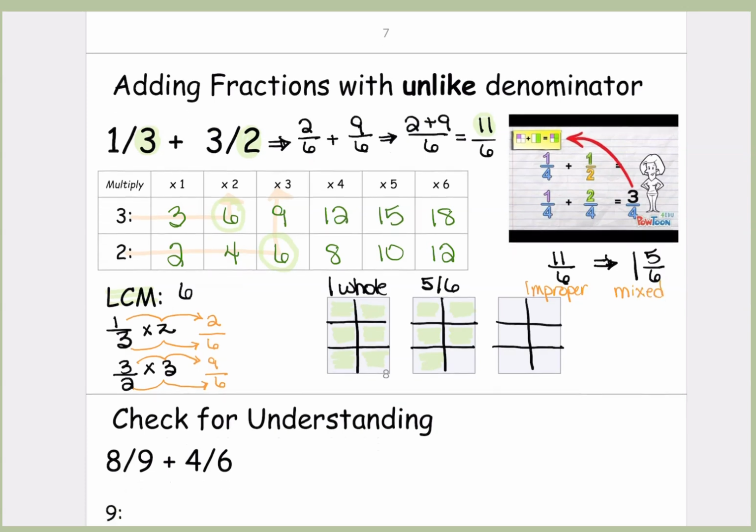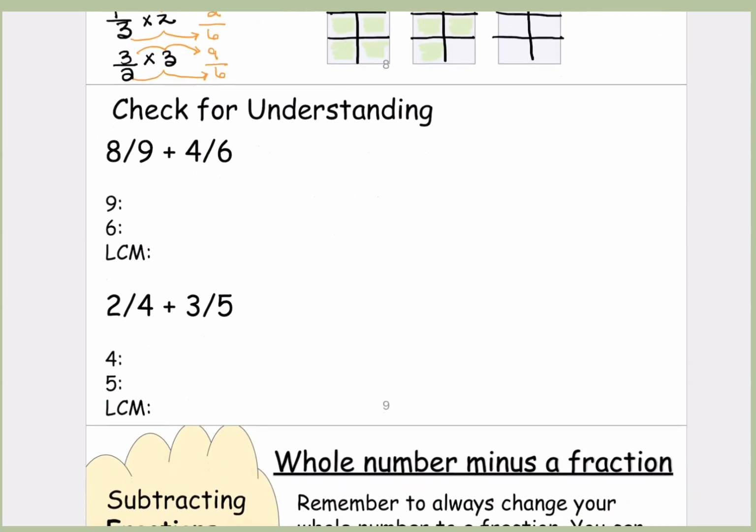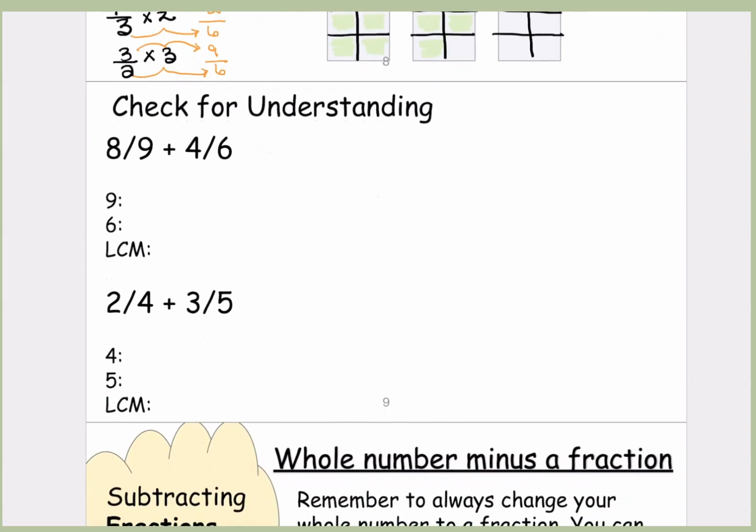Perfect. I would like for you to try this check for understanding for adding proper fractions with unlike denominators. Awesome. Let's begin. So here we can see that we have a denominator of 9 and a denominator of 6. The first thing that we would like to do is to find all of the multiples for each of these. So we're going to times 1 first, 9 and 6. There's no matches there, so we can continue.